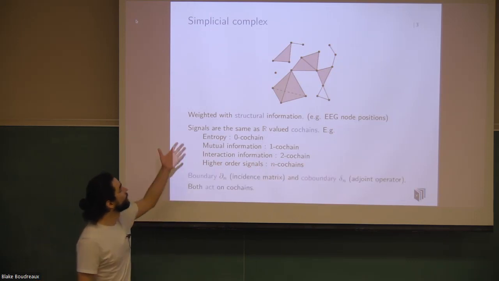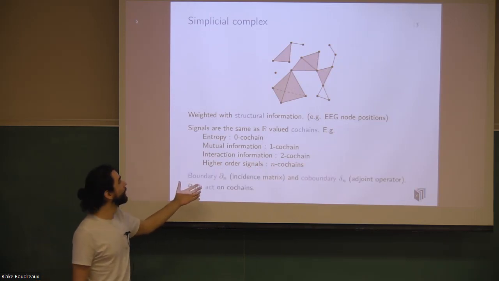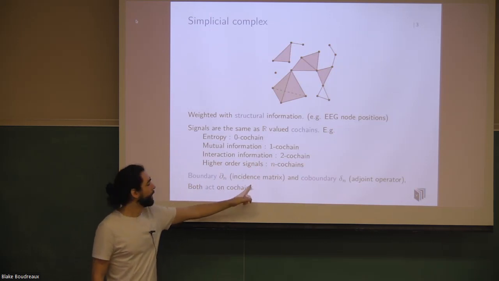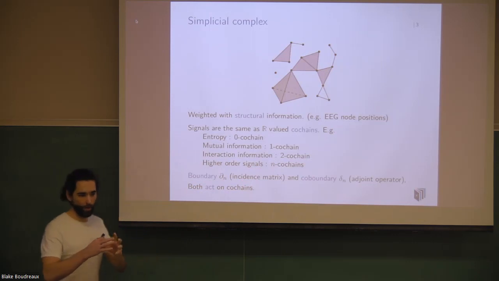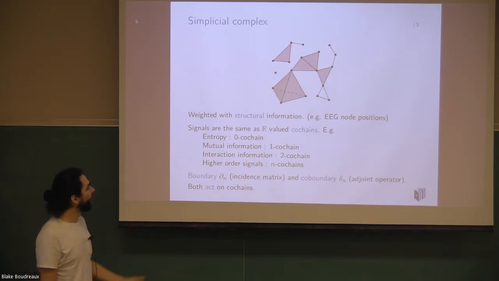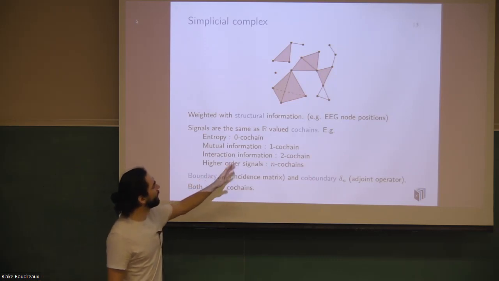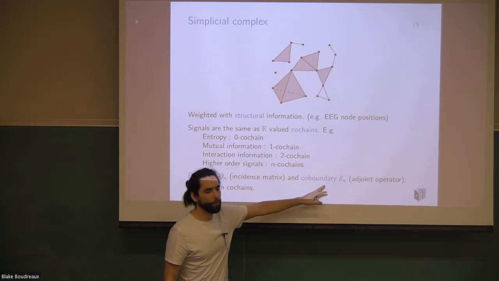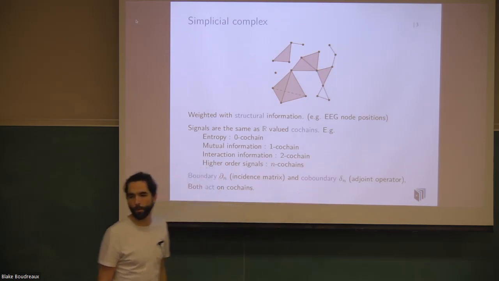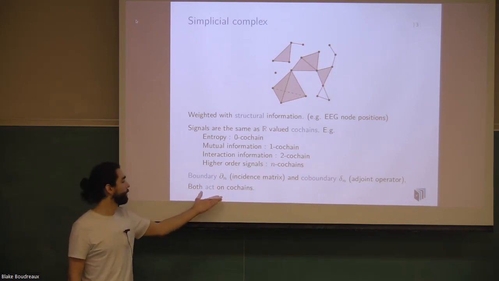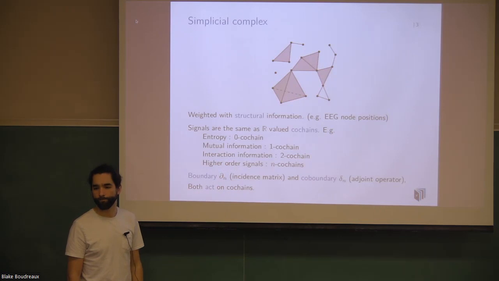And now let's consider some of the combinatorics of the simplicial complex. It's equipped with an incidence matrix. It's telling us what are the codimension one faces of any given simplex. And using the data of the weighting, we can define the coboundary matrix, or the coboundary operator, as the adjoint to the boundary operator. And both of these operators are very fundamental, and they both act on cochains.